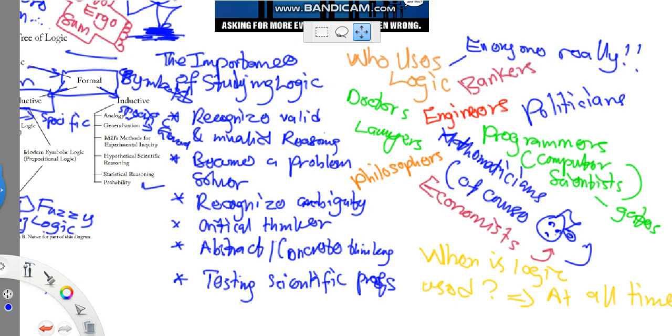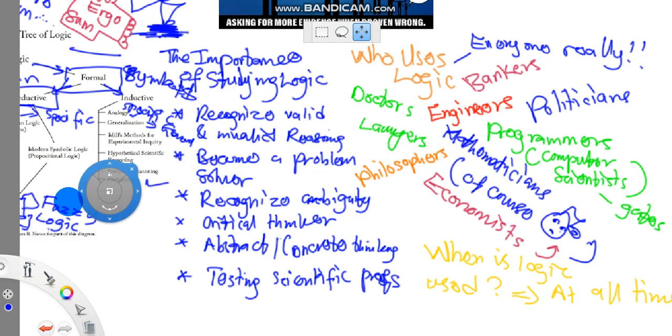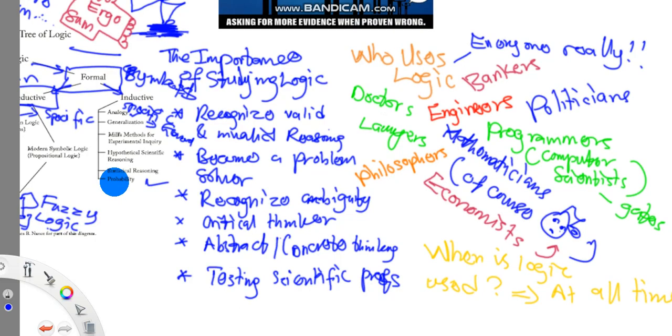Who uses logic? Everyone uses logic. Bankers, engineers, especially electrical engineers, especially for deductive logic, symbolic logic. Programmers, extremely important. Computer scientists use logic a lot. I think there is even logic programming. It's basically what computers do. It's basically logic. Mathematicians, of course, economists use logic, philosophers, lawyers, everyone uses logic. So logic is extremely, extremely important.